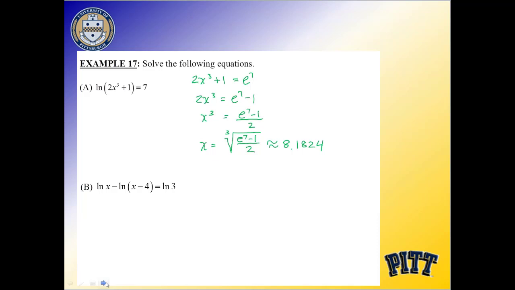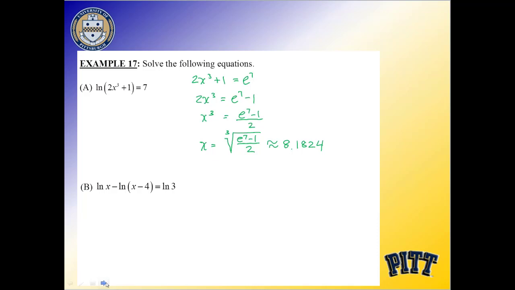For part B, I have the natural log of x minus the natural log of x minus 4 equals the natural log of 3. Now, we had an instance in the previous lesson where if I had the same log of the same base on both sides, it would cancel. But that's only if I have a single logarithm on each side. On the left-hand side, I have two logarithmic statements being subtracted. So I have to account for that.